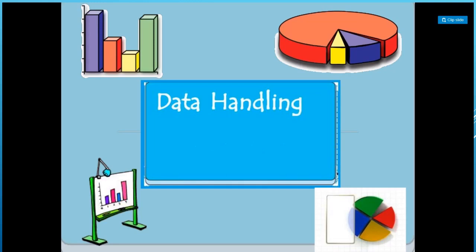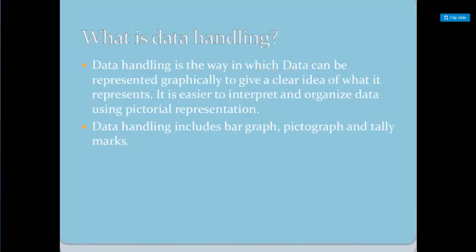Here we are going to start a new chapter which is data handling, chapter number 4 in our textbook. So first the question will arise, what is data handling? Data handling is the way in which data can be represented graphically to give a clear idea of what it represents. It is easier to interpret and organize data using pictorial representation. Data handling includes bar graph, pictograph and tally marks.